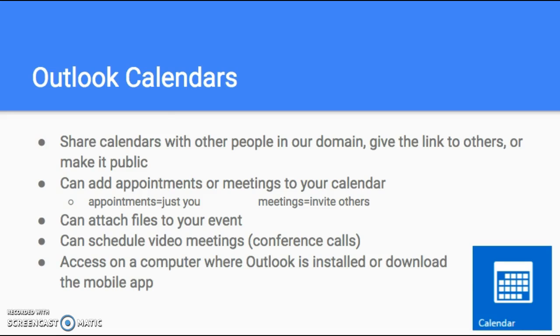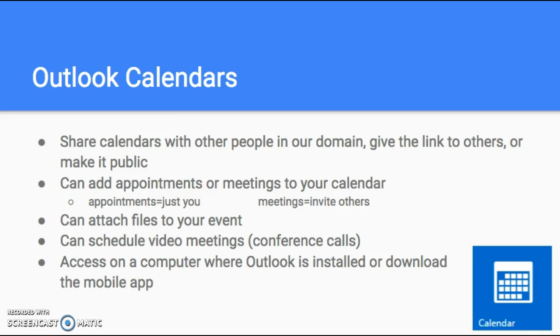So in Outlook, you can share calendars with other people within our domain. You can also give the link to other people, and you can make your calendar public as well. You can add appointments or meetings to your calendar. Appointments would be something that is just you specifically, and meetings would be where you could then invite other people to also come to your event as well. You can attach files to your event, so you can add any sort of PDF or document that you need to. And you can also schedule a video meeting, which would be considered a conference call.